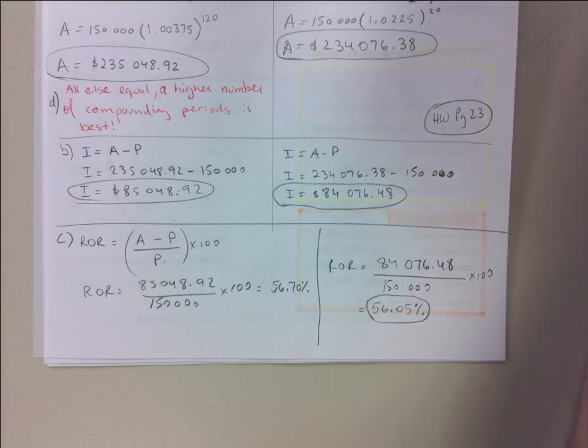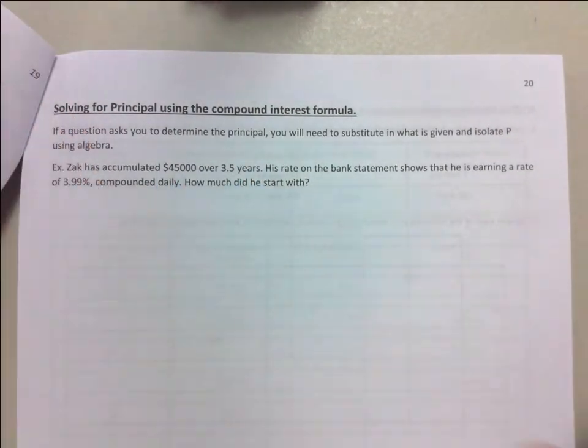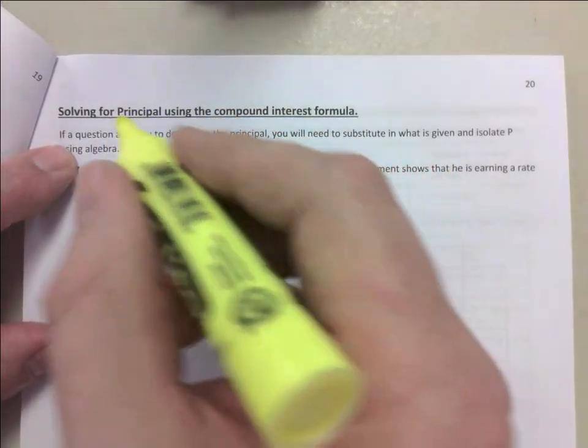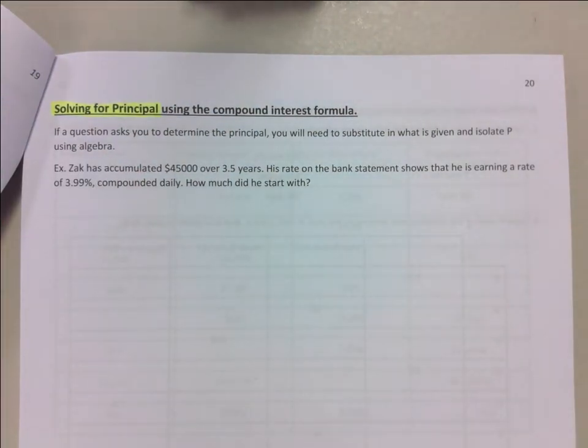Okay, I'm going to skip to 20. I'm going to leave the rule of 72, which you're looking at on the next page. I just want to give you a different scenario of the compound interest formula. Go to page 20. What is page 20 all about? Solving for the principal when the compound interest formula is required.